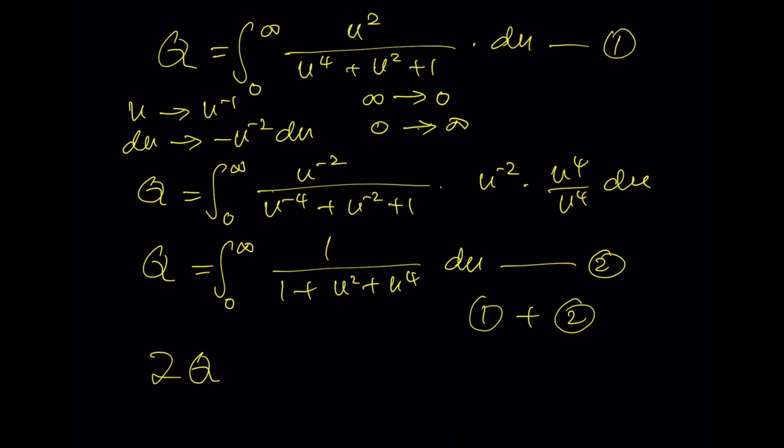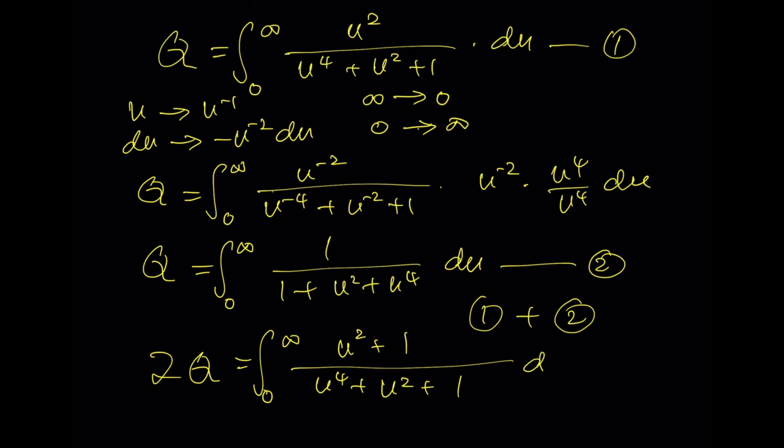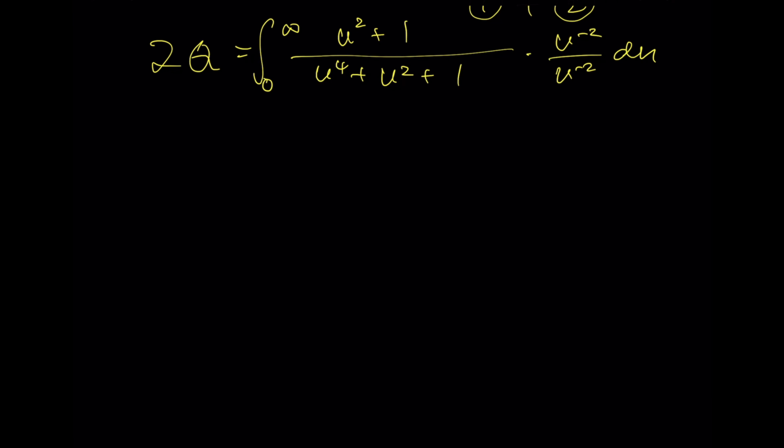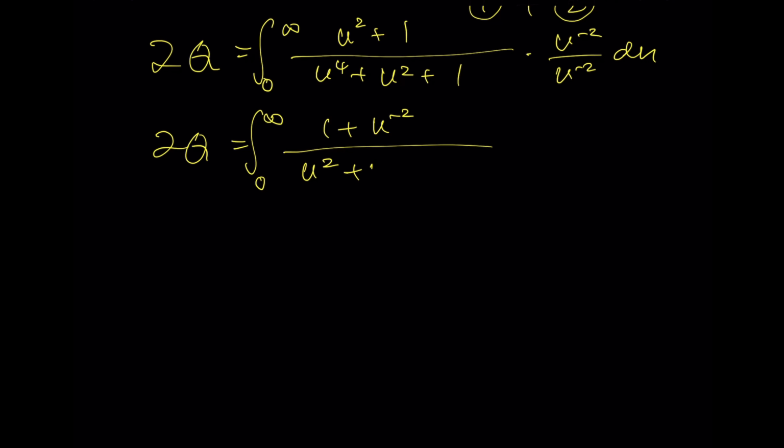Therefore, we obtain 2Q equals the integral from 0 to infinity of u power 2 plus 1 divided by u power 4 plus u power 2 plus 1, and then du. At this moment, there's no clue how it helps for the solution. Let's include a new term, which is multiplying u power negative 2 divided by u power negative 2. So the numerator of the integrand becomes 1 plus u power negative 2, while the denominator is u power 2 plus u power negative 2 plus 1.